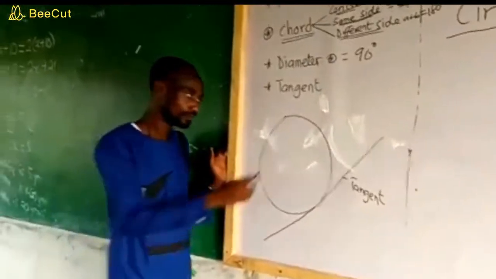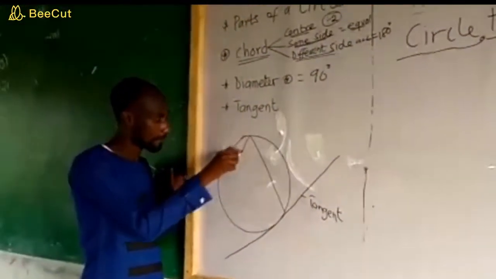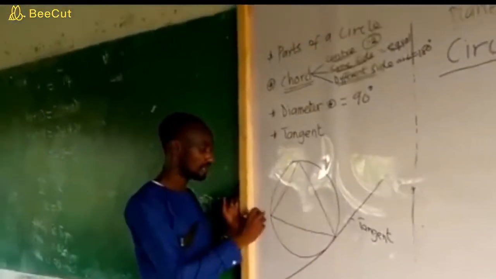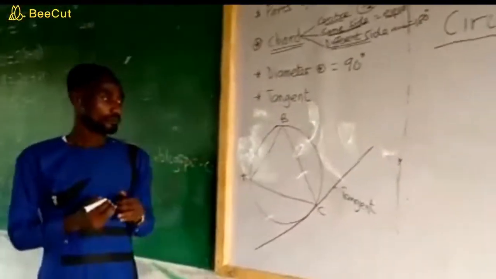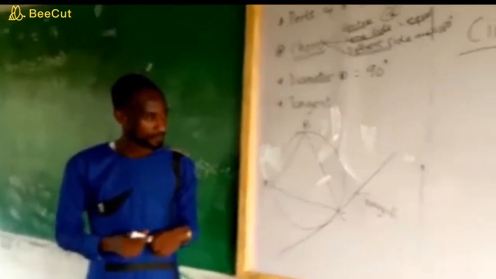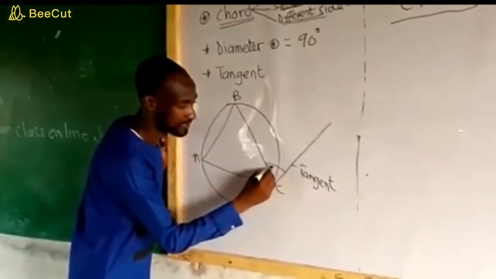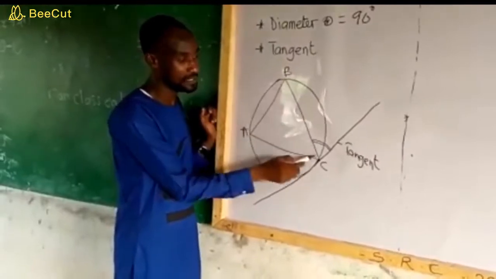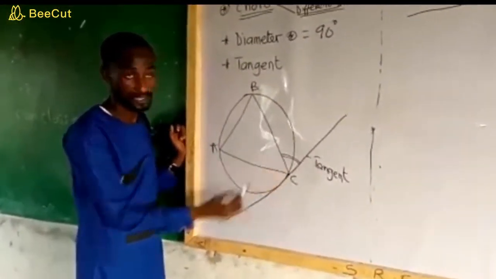Now, I have A, B, C. Which of these lines meets the tangent and forms an angle? You agree it is BC, which meets the tangent here to form an angle.